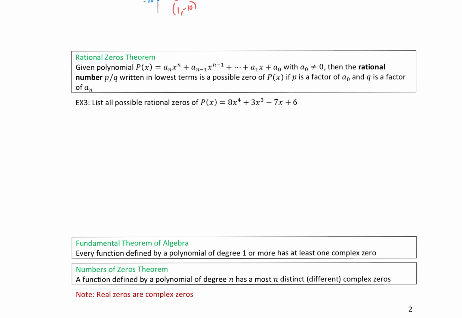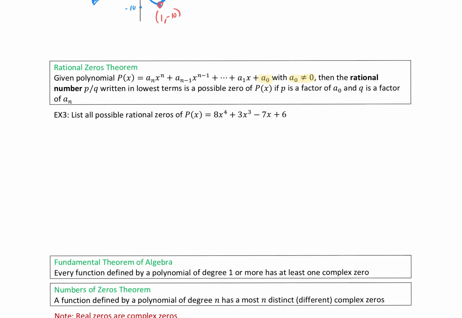So the rational zero theorem will help us focus our attention on numbers that could work. What the rational zero theorem says is that if you have this polynomial, the constant term, a sub 0, can't be equal to 0. So let's just pause a little bit. Let's say I have a polynomial like p of x equal to, I'll do something simple like 3x to the third minus 4x. Notice that there's no constant term, no a sub 0.